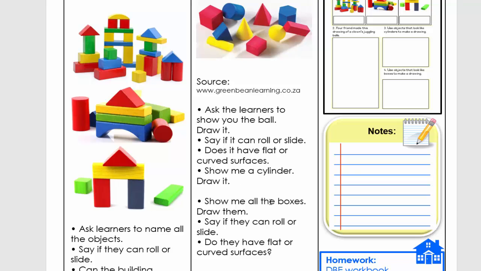Then you're going to do it again with boxes. Again, you can use this from your kitchen cupboard. You can ask them, will it roll or slide? And do they have flat or curved surfaces? So you're going to do this with the boxes, the cylinders, and the balls, where you're going to introduce them by asking them, does the object have flat or curved surfaces?